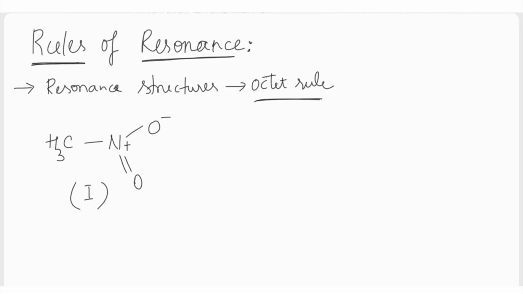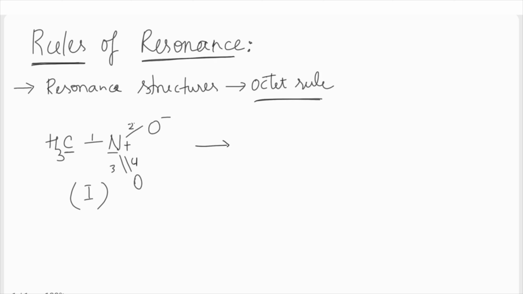Here all the atoms we consider should follow the octet rule. That means carbon should have only 4 bonds, and nitrogen cannot have 5 bonds. Here nitrogen has 1, 2, 3 and 4 bonds. The maximum bonds that nitrogen can have is 4. So the first structure is valid.